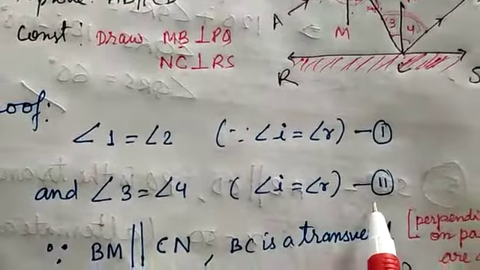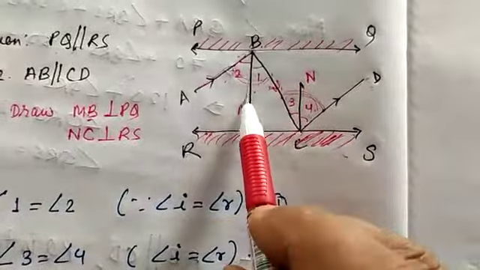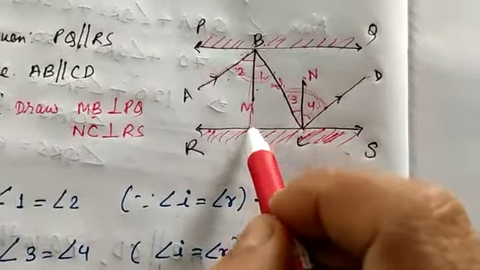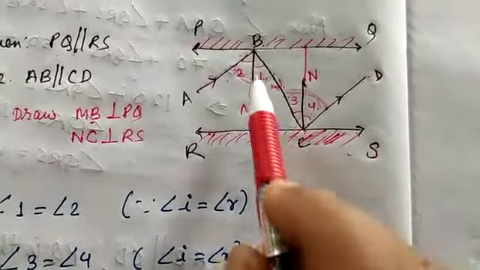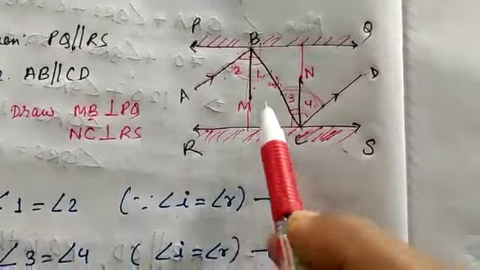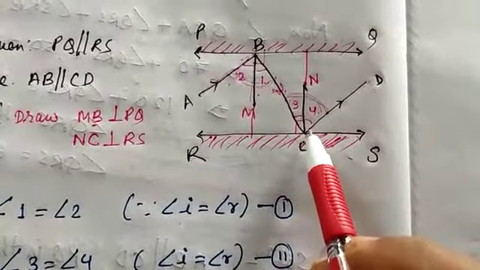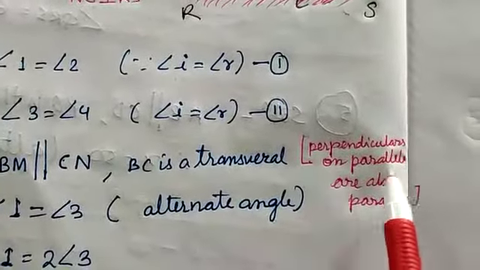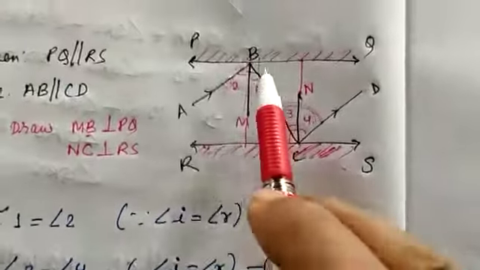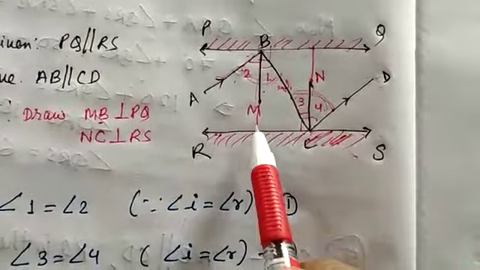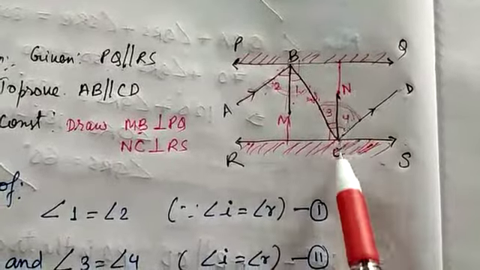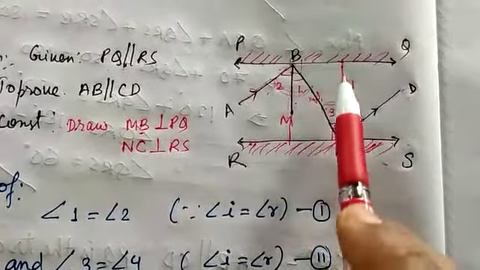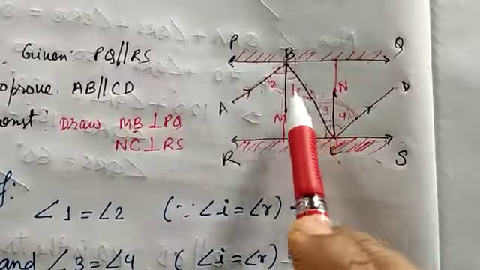So I mark them as number 1 and number 2. Next, you see nicely, if I produce this line up to here, and this one up to here, you can see these two lines are parallel, and this was perpendicular, this was also perpendicular. So ultimately these two lines are parallel to each other. That's why I wrote here: perpendiculars on parallel lines are also parallel. When these two perpendiculars are drawn on two parallel lines, these two lines are also parallel. So I wrote BM is parallel to NC. And if these two are parallel and this is a transversal, then these angles are alternate interior angles.